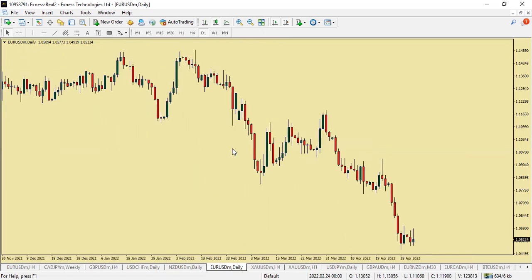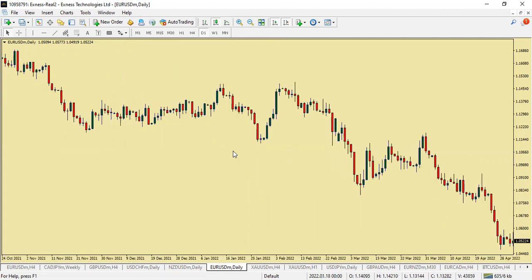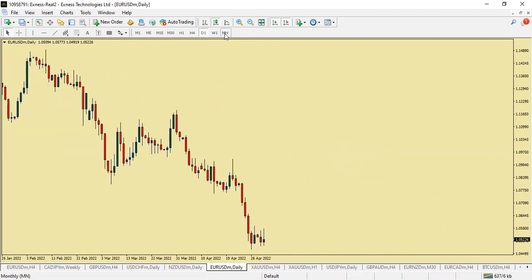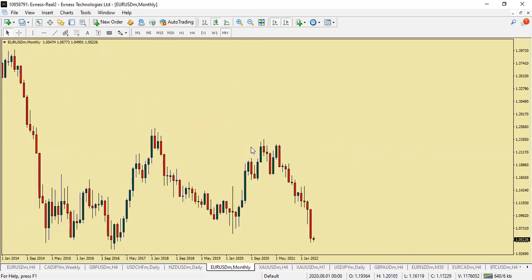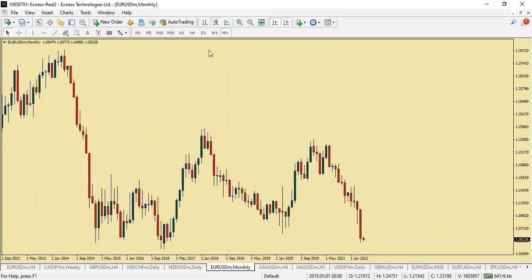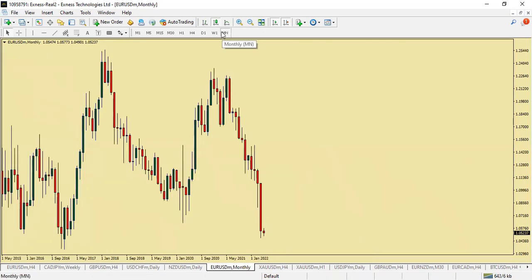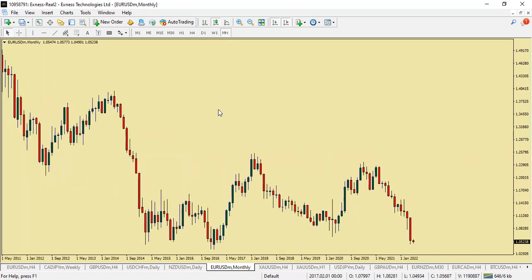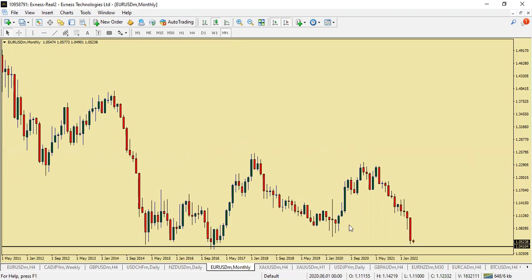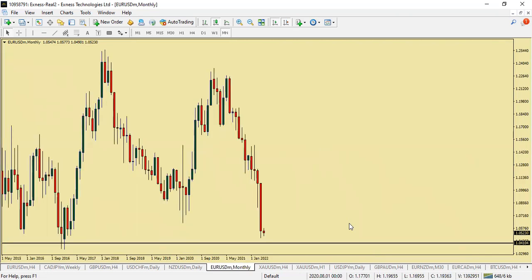Now, I want you to take a look at this Euro USD. Let's first go to the weekly time frame. This is the weekly time frame. Sorry, this is the monthly time frame. So, sorry for that. Let's check on this monthly time frame. Now you can see that in the monthly time frame, we have reached our previous lows.